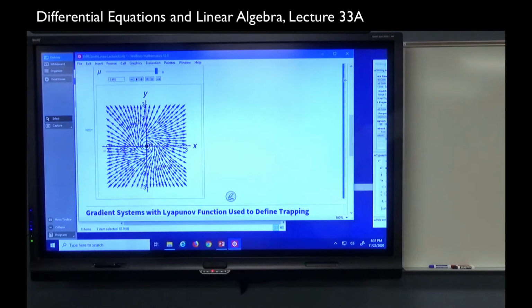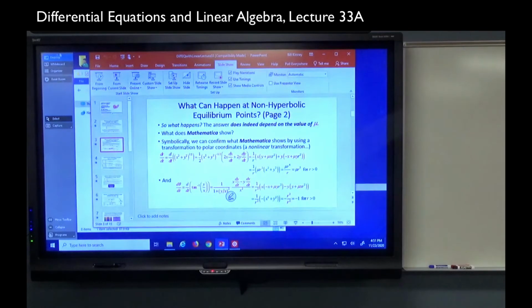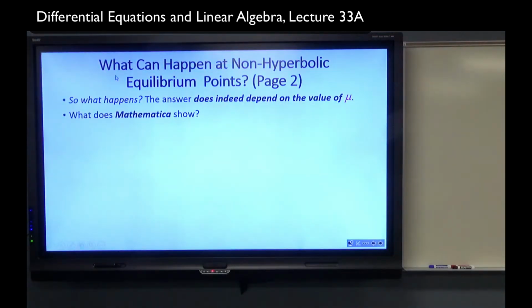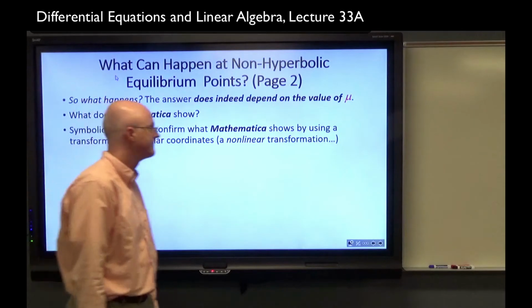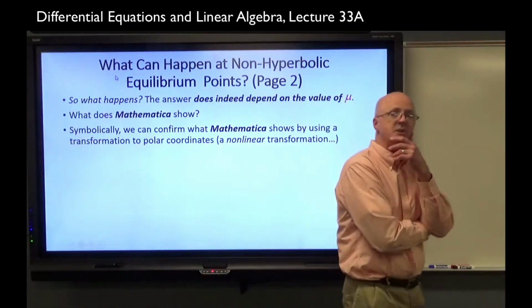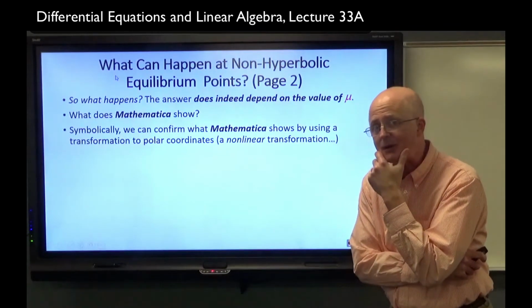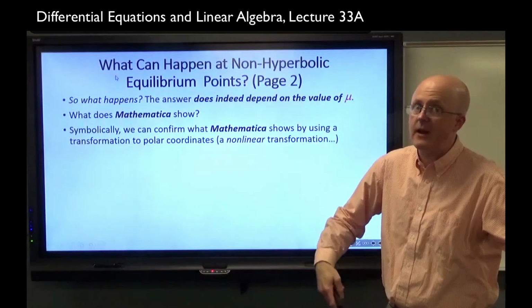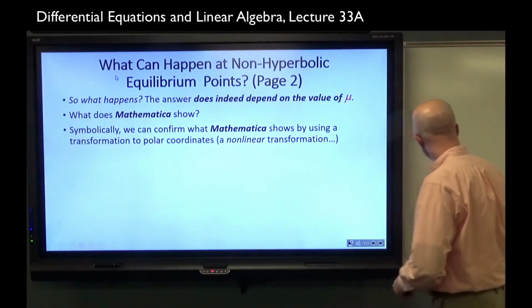Is there a way to understand why we are getting a spiral sink when mu is negative, and a spiral source when mu is positive, and in fact a center when mu is 0? We can confirm it symbolically by using a transformation to polar coordinates, which is actually a nonlinear transformation. We've talked a lot about linear transformations in this class, differential equations and linear algebra. Transformation to polar coordinates is nonlinear.